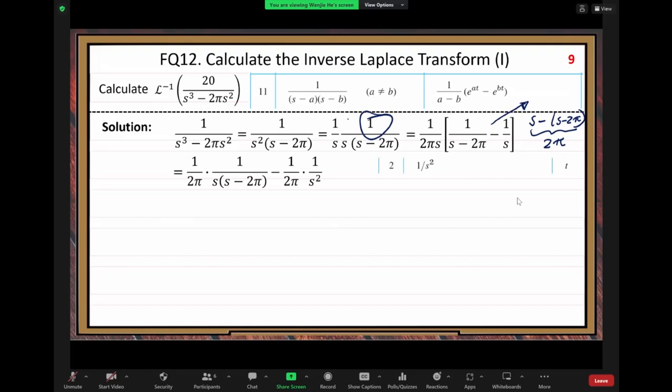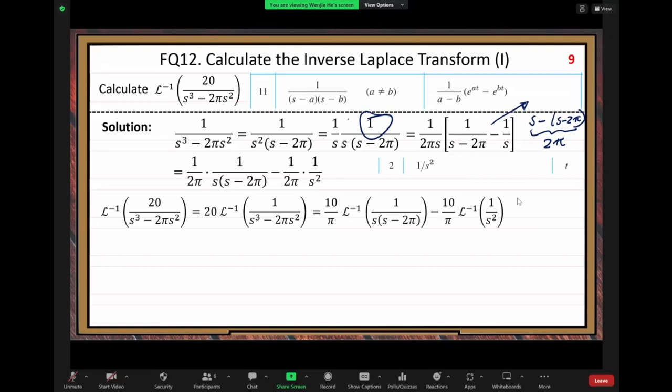For the second term, we need to use this formula, and for the first term, that formula. Two formulas. The first one is ready for this form, s minus 0, s minus 2 pi. Now we are ready to calculate the original inverse Laplace transform. Then take out that 20 constant, then split.